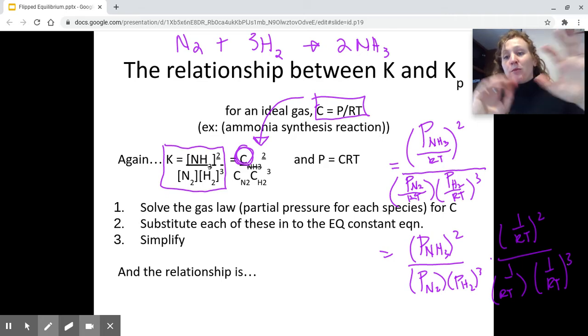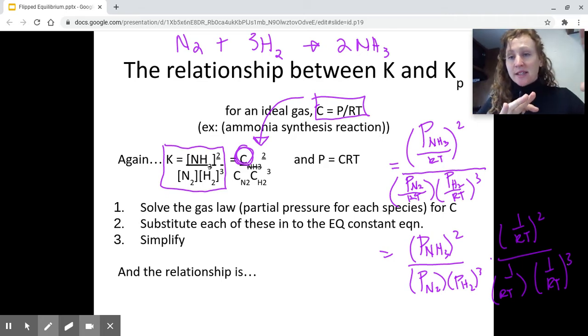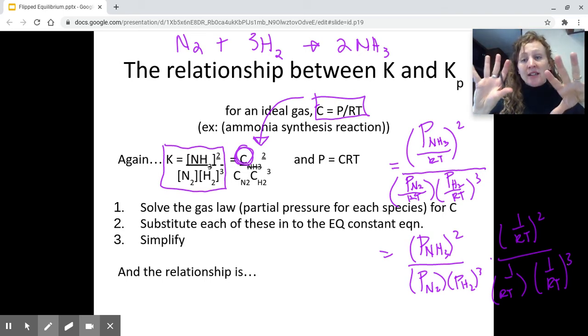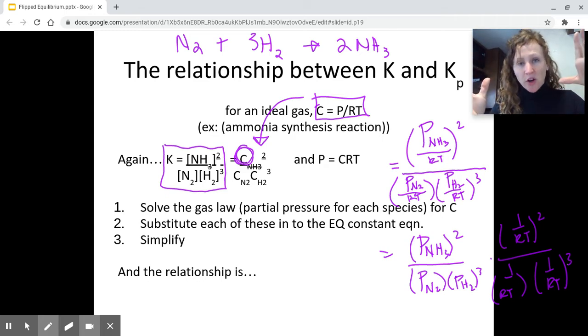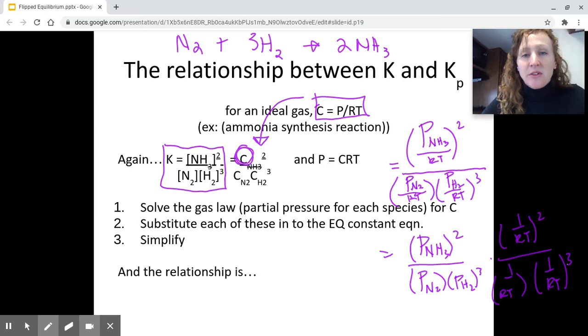So all I've done is pull out the partial pressures, because those are going to be the equilibrium positions that vary depending on what my initial concentrations are, right? And I pulled out everything else that's a constant, the RTs, and put them over to the side. I'm going to simplify this a little bit more.